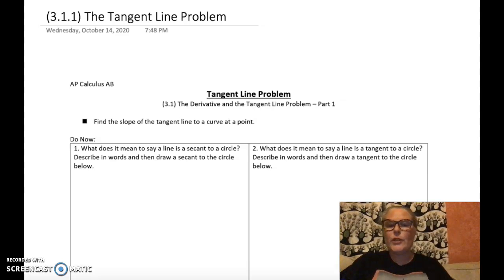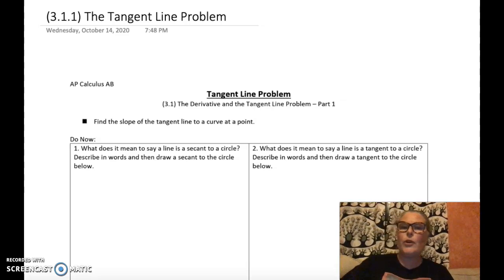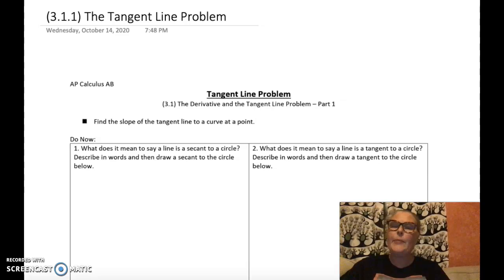Okay, so we're officially in Unit 2. We're going to start with the tangent line problem. I'm going to ask you to pause the video every now and again, try some of the problems, and then restart the video so you can try some of these on your own.